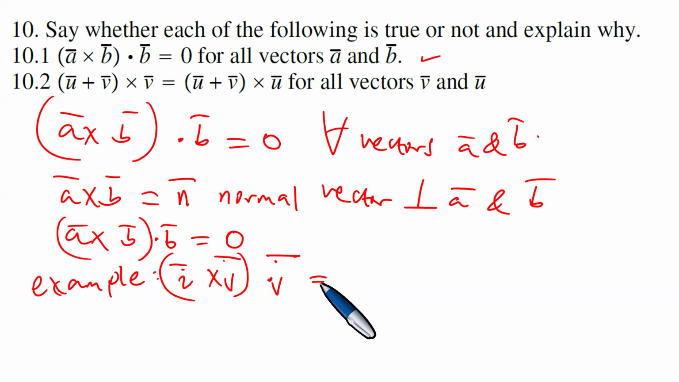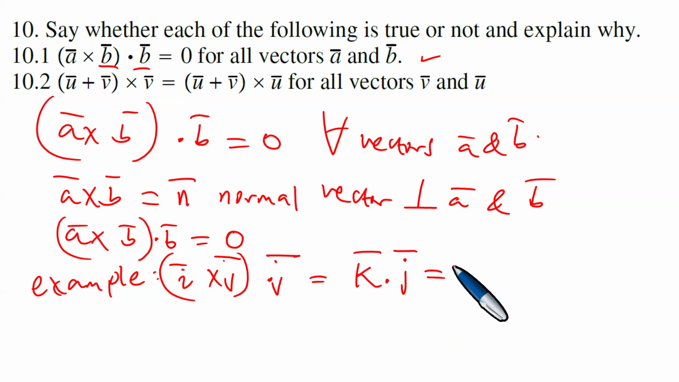Yeah, dot J. Now, what did you say about I cross J? What is I cross J? We said I cross J is going to be K. Right. And then if you dot it with the same vector, you dot it with J. What would the result be?